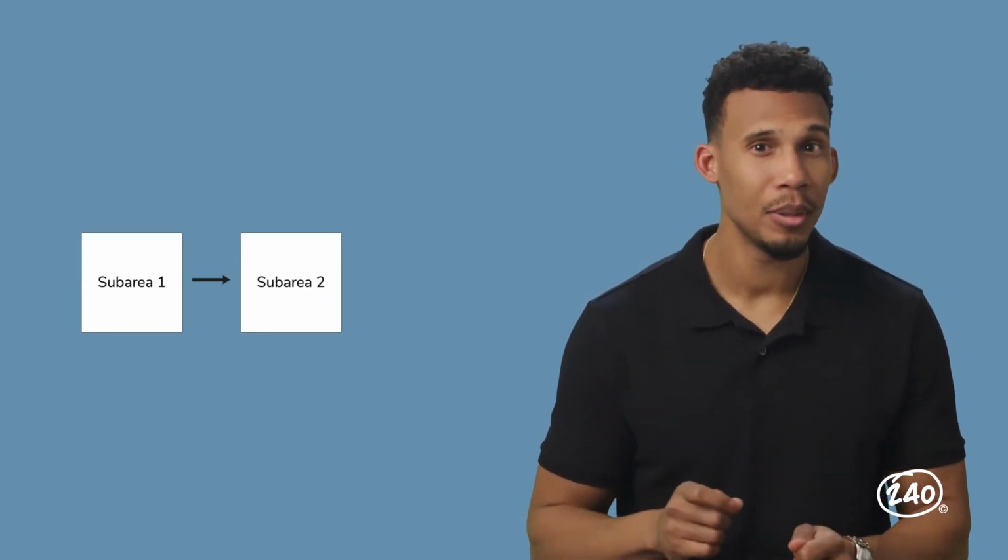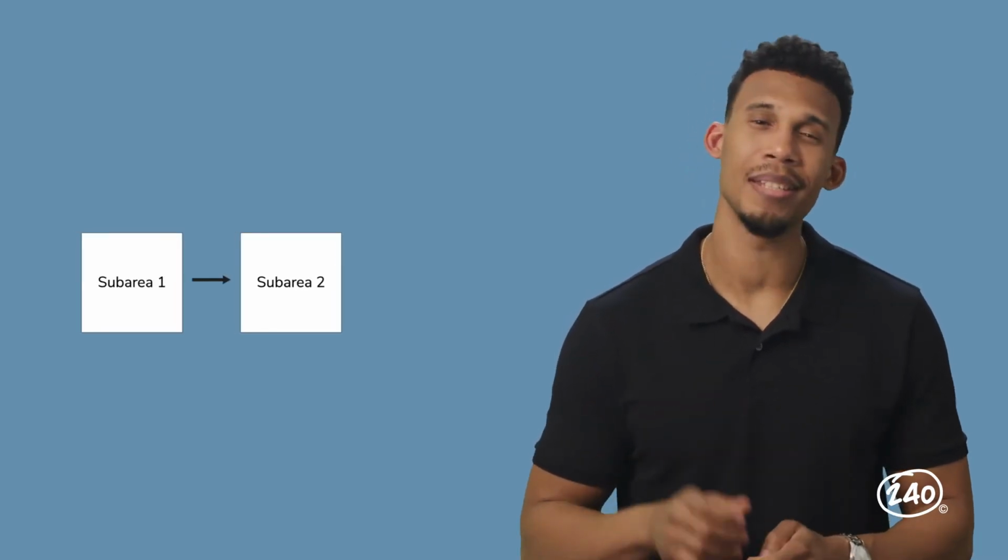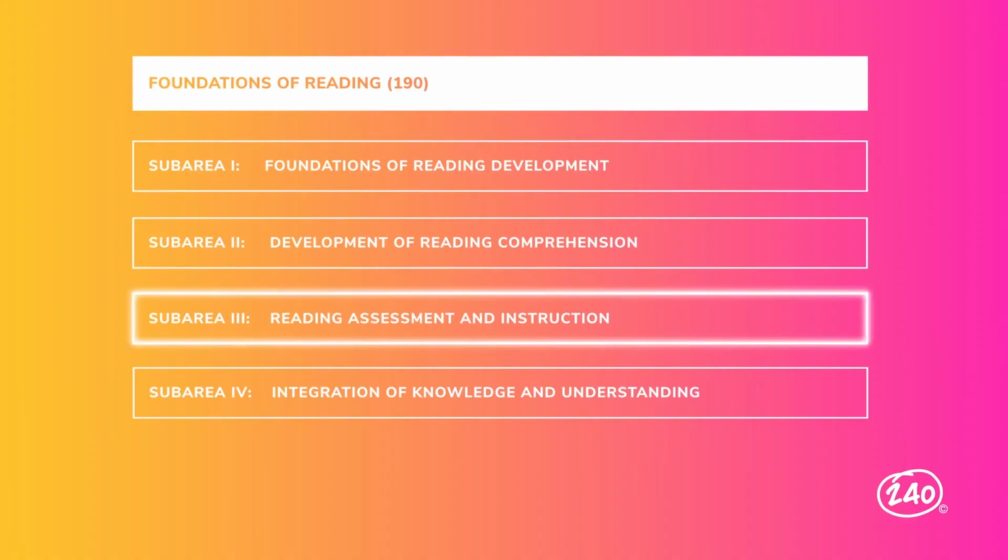Okay, now I'm going to use my own little sequencing chart. We finished sub areas 1 and 2. Now what's next? You guessed it, sub area 3. The last sub area for the multiple choice portion of your exam covers reading assessment and instruction, and is worth about 18% of your total score.